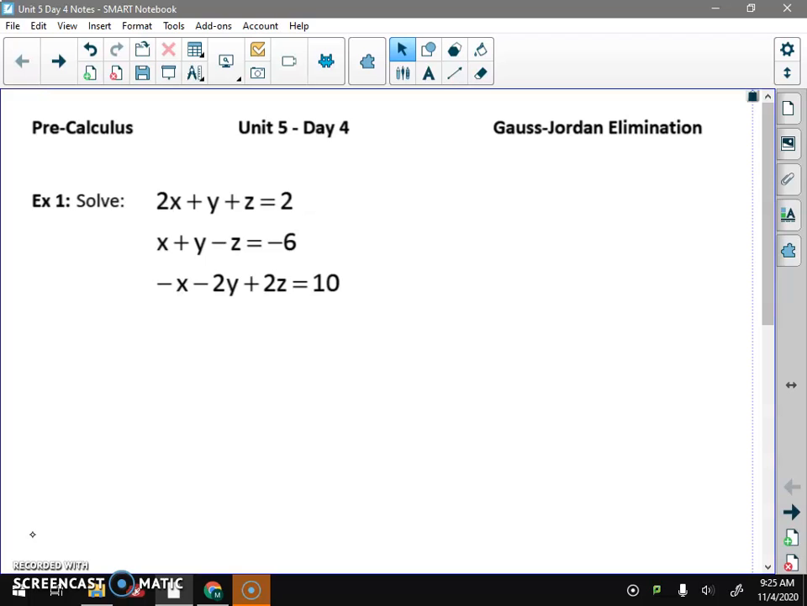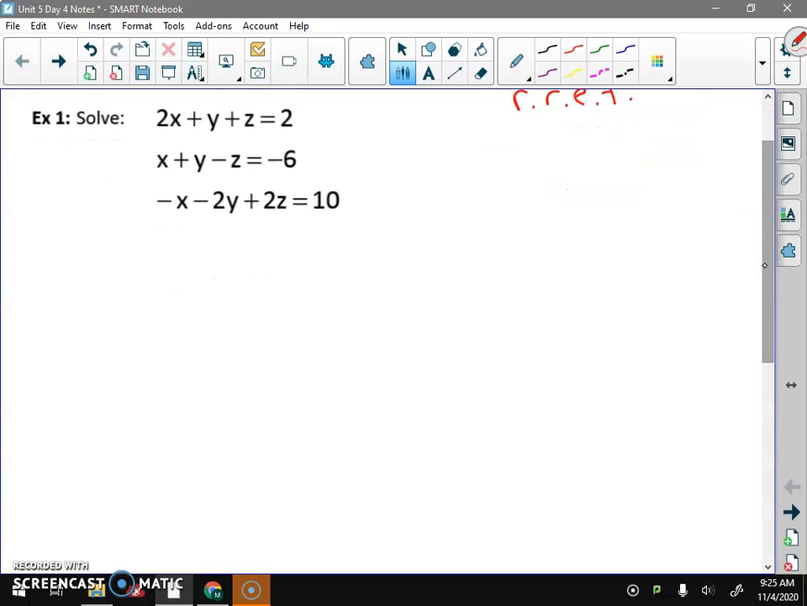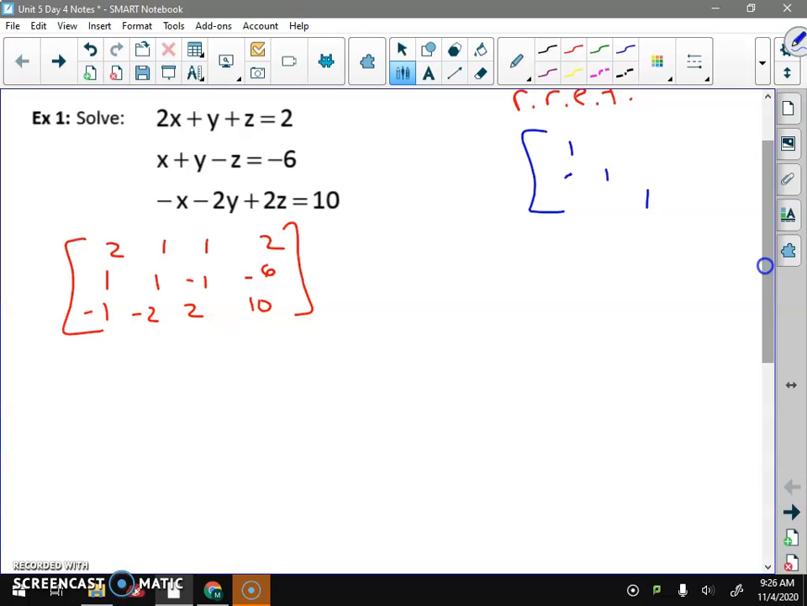But let's practice this idea of Gauss-Jordan elimination to get a reduced row echelon form matrix, so then we can solve for x, y, and z. And again, process is everything. All right, let's create our 3x4 augmented matrix: 2, 1, 1, 2, 1, 1, negative 1, negative 6, negative 1, negative 2, 2, and 10. And just to remind us, we want the main diagonal 1s. We want the bottom left and the upper right corner zeros, and whatever those three numbers in the last column are, those are the x, y, and z values.